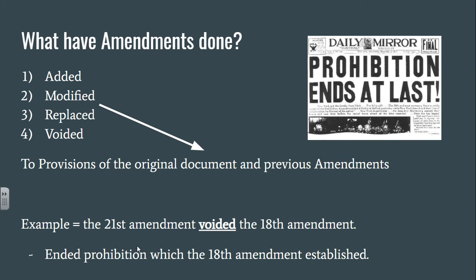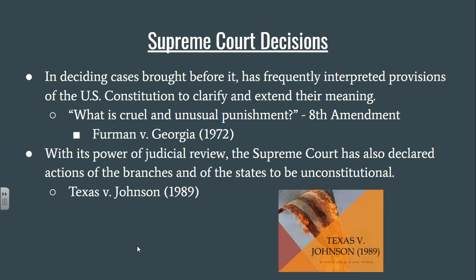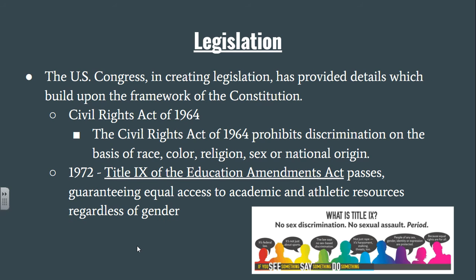So there's two ways here, right? We've talked about amendments. We've talked about Supreme Court decisions. The third one is legislation. So making laws. All right. So the Congress, they create legislation, and with this, they're basically adding to the Constitution. Now, remember, Article 1 states that this is what they can do. This is their power. So they make laws, and these laws become part of the Constitution.